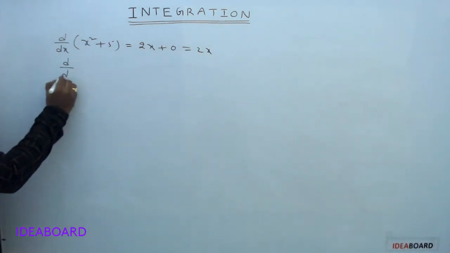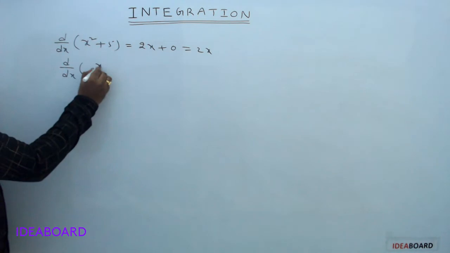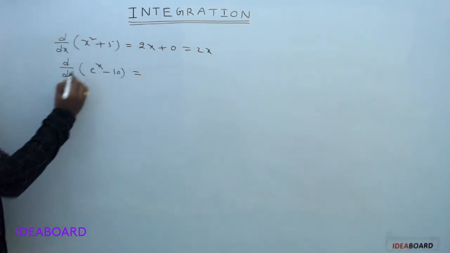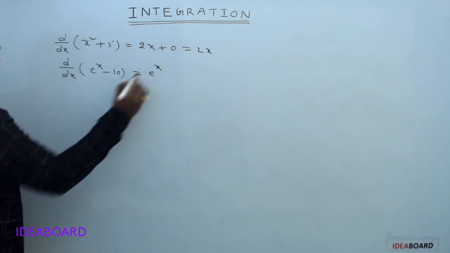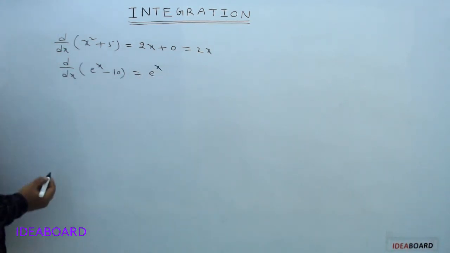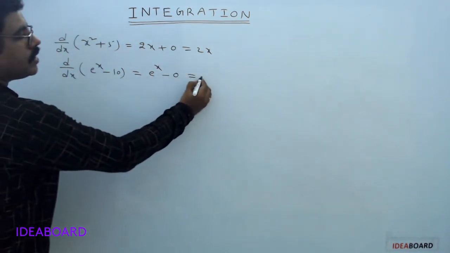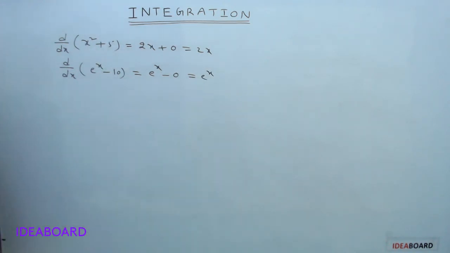What is the derivative of e power x minus 10? Derivative of e power x is e power x. 10 is the constant term, its derivative is 0. So, derivative of e power x minus 10 is e power x.